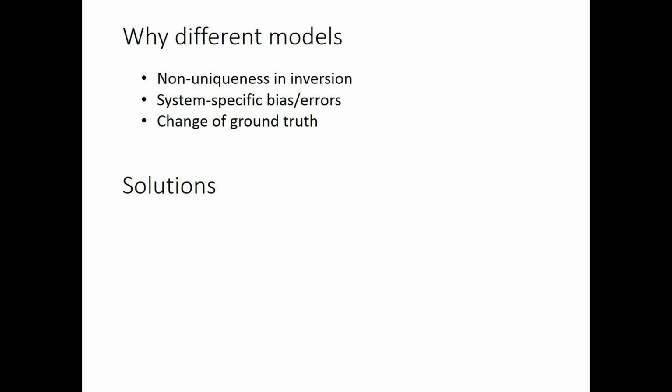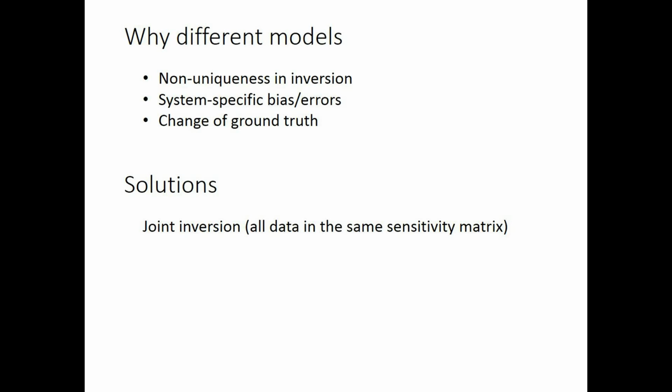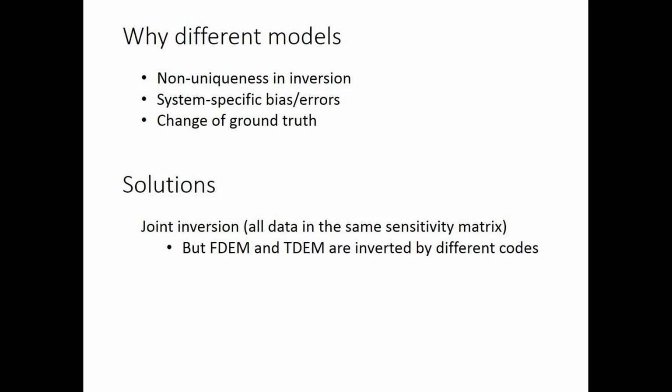So, solutions. First one, we can do joint inversion in theory, which essentially puts all the data in the same sensitivity matrix. Unfortunately, the time domain and frequency domain data are inverted by different codes. So currently we don't have such code to do time domain and frequency domain simultaneously. That's reality. Eventually maybe we will have such code, but right now I don't.